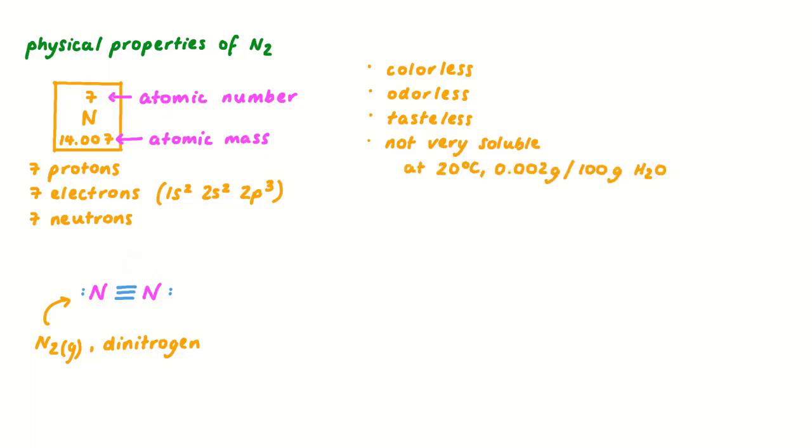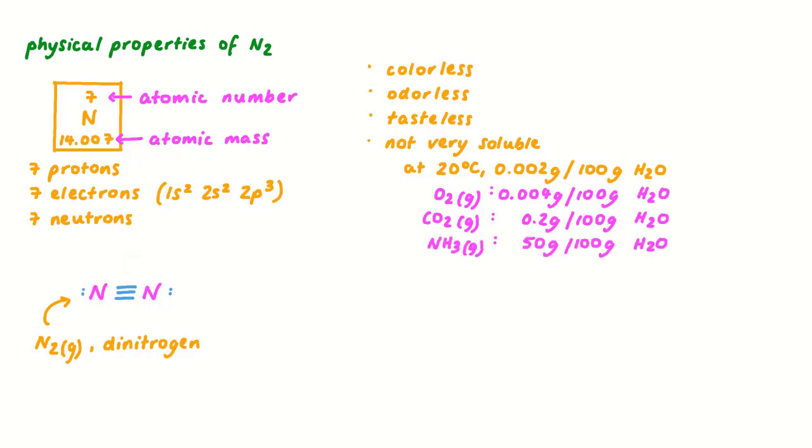At 20 degrees C, only 2 mg of dinitrogen dissolves in 100 grams of water. If we compare the solubility with diatomic oxygen for reference, we see that dinitrogen is only slightly less soluble than oxygen. Carbon dioxide has a slightly higher solubility, at 0.2 grams per 100 grams of water, but ammonia has a much higher solubility at 50 grams per 100 grams of water. When nitrogen does dissolve, it forms a neutral solution. At 25 degrees C, it has a pH of approximately 7.